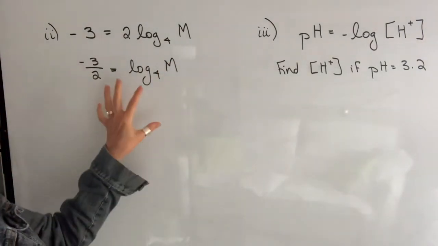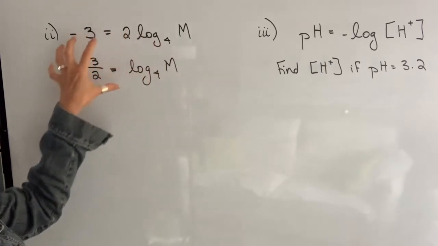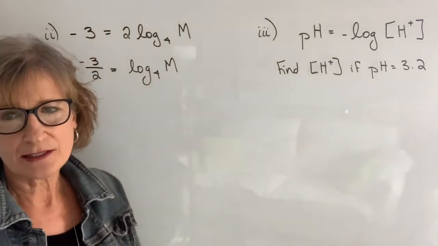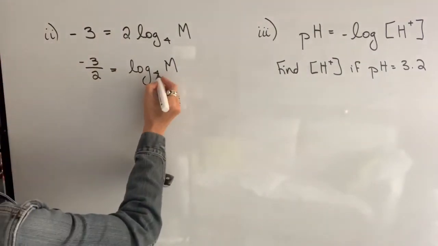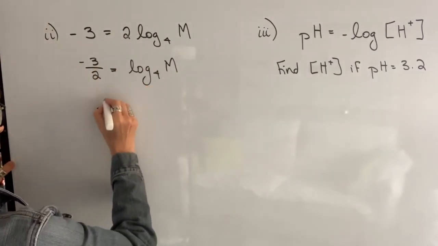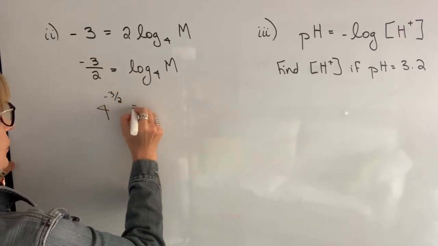Now that you have it, the log of something equals whatever, now we can go into exponential. But when you have a coefficient there, you can't do it. So now when we go into exponential form, our base is 4 to the negative 3 halves will equal m.